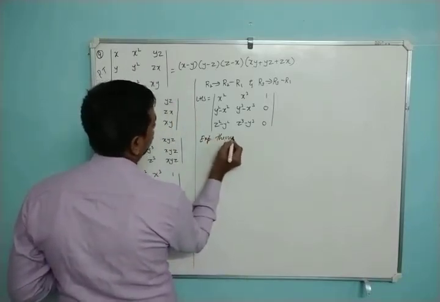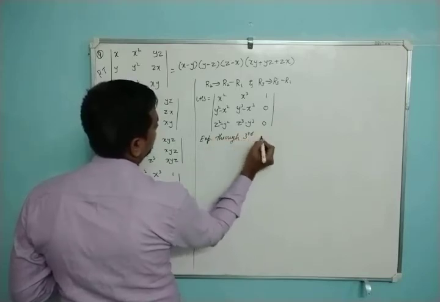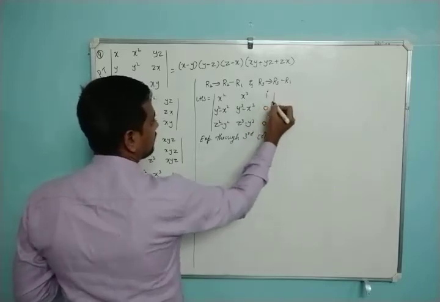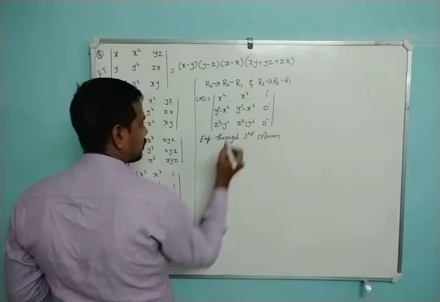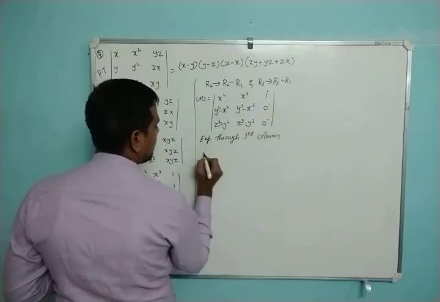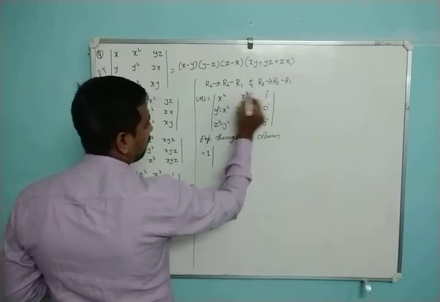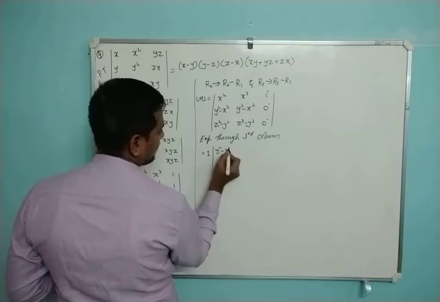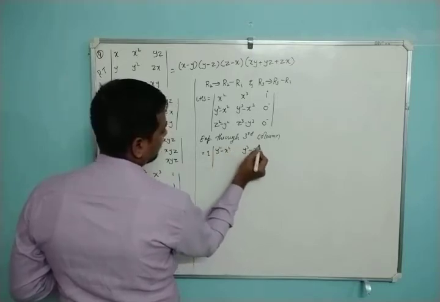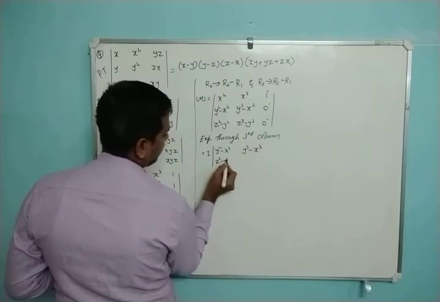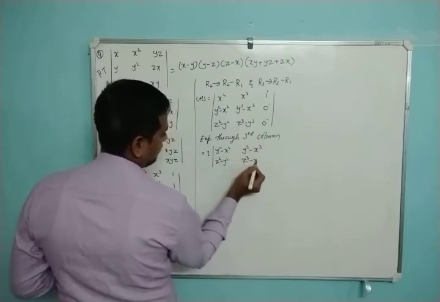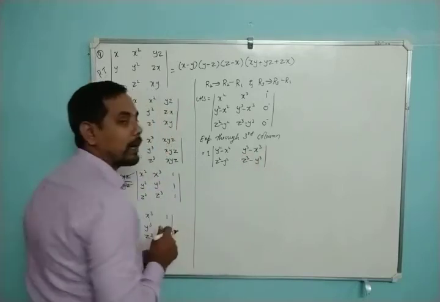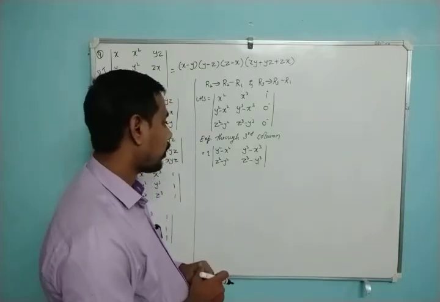Expanding through the third column. So what we get, see this is plus, this is minus, right? The third column's first element is 1, so this becomes 1 into, this is there in the first row and third column. Leave the first row and third column, so what remains: y square minus x square, y cube minus x cube, z square minus y square, z cube minus y cube. Okay, so this is what remained here.